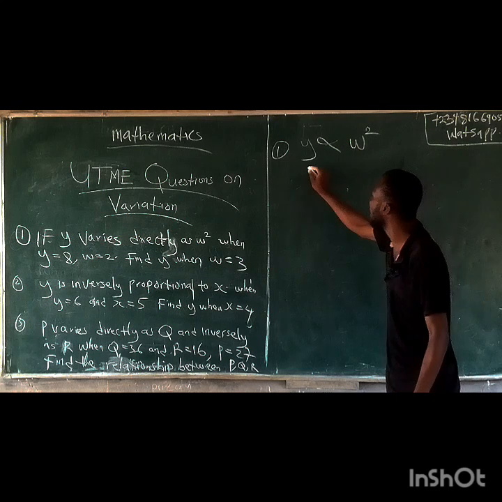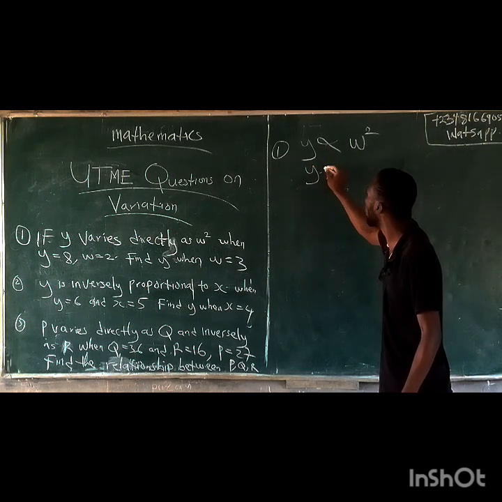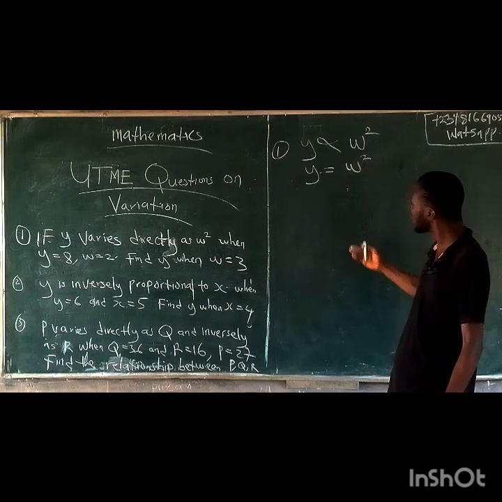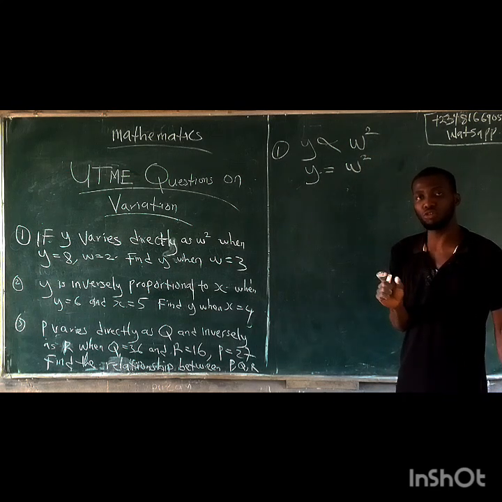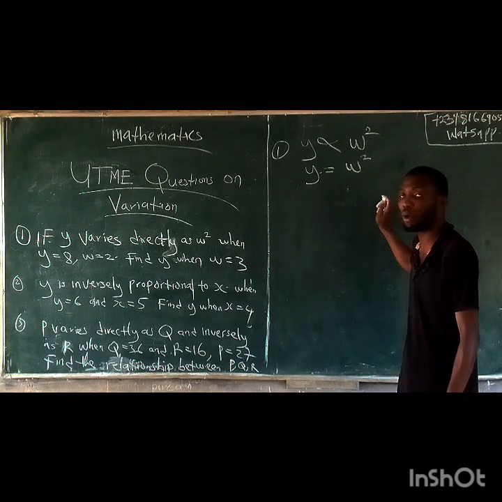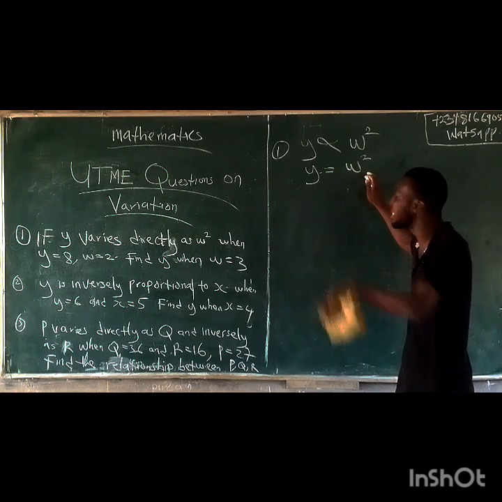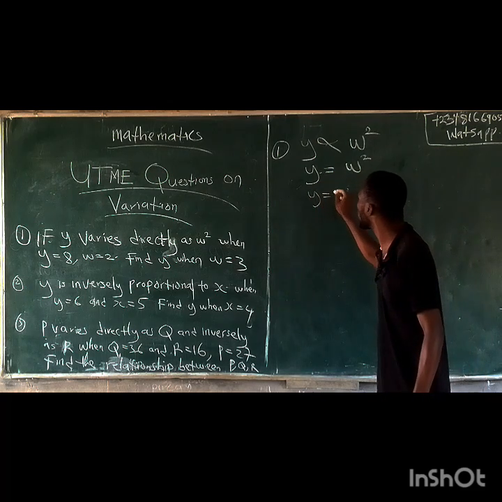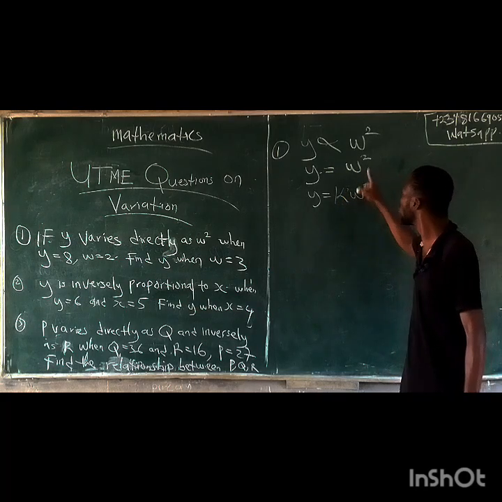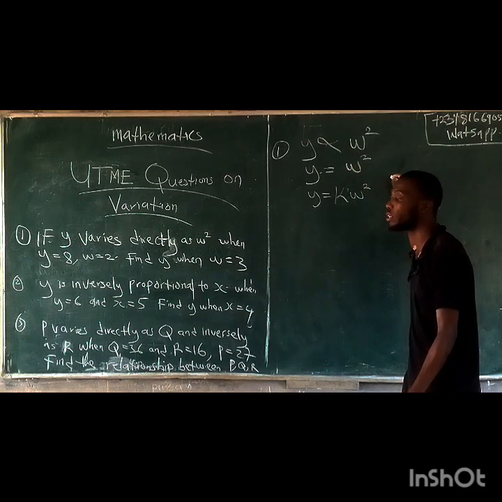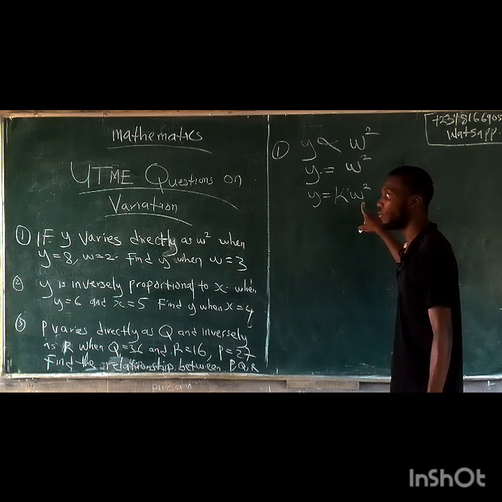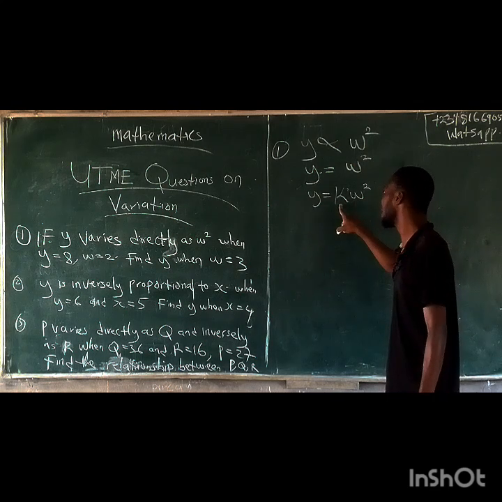Then what am I going to do? The variation sign will now turn to an equal sign. Then you must introduce your constant. The constant should be on your right hand side, so y will be equal to k w raised to the power 2. You are using the constant k to multiply the independent variable, w squared.